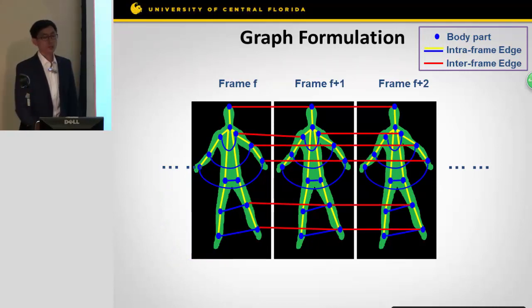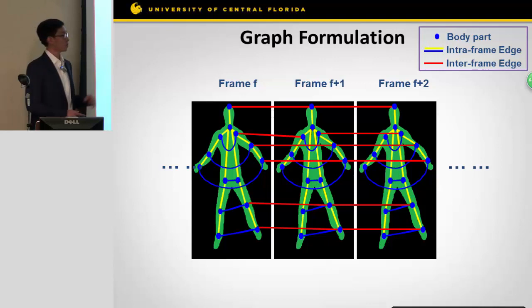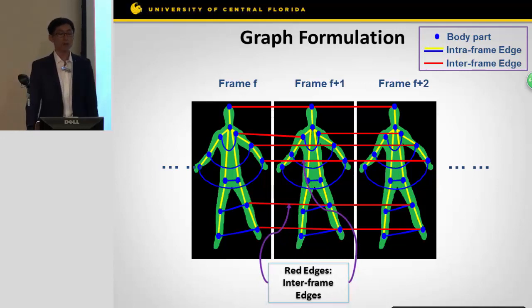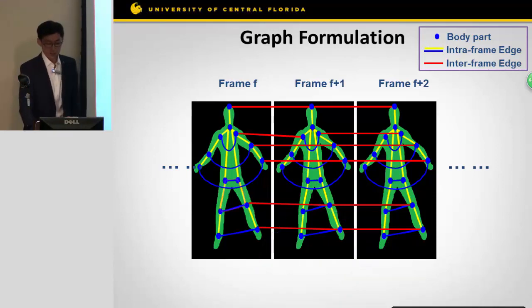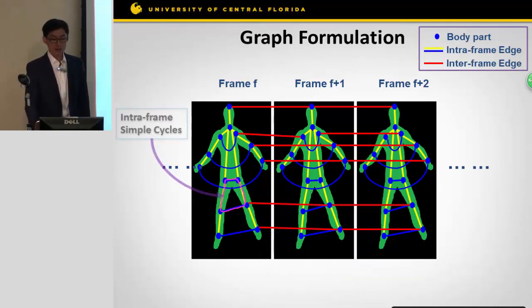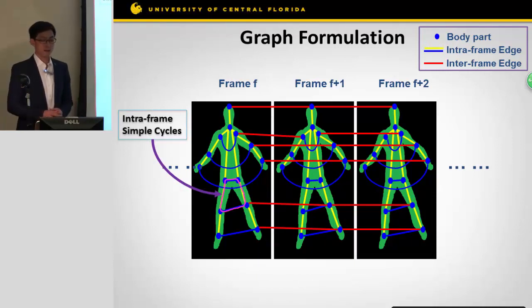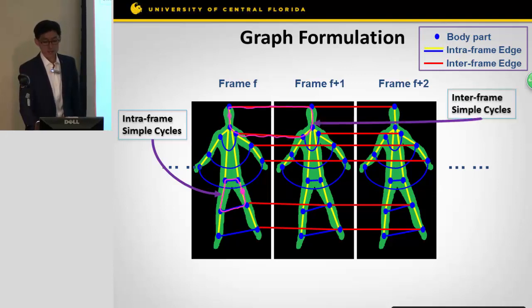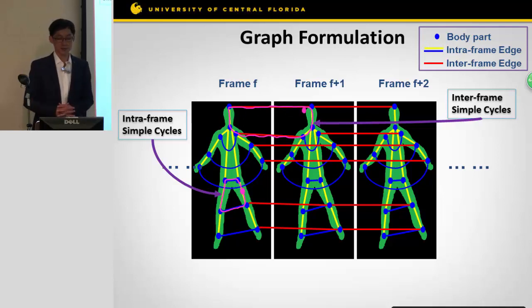And since we are handling videos, we have to build another type of edges, which are the red edges. These edges model the temporal information, which means that we want to make the body part estimation consistent throughout the video frames. And as you might see, there are a lot of simple cycles in this graph. One type is called intraframe simple cycles, which means that the simple cycle is within one video frame. And another type we call interframe simple cycles, which means that these simple cycles are across video frames.